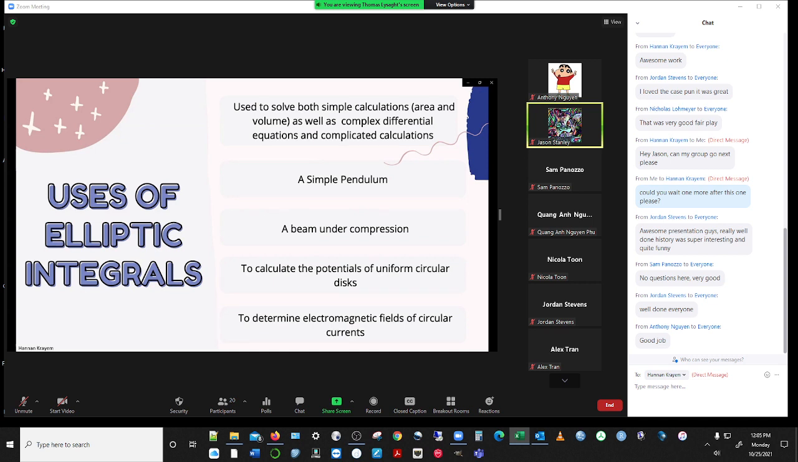Elliptic integrals are well known in solutions to finding the period of a simple pendulum, a beam under compression, to calculate the potentials of uniform circular disks, and to determine electromagnetic fields of circular currents. For this task, two applications of elliptic integrals will be briefly explored below.